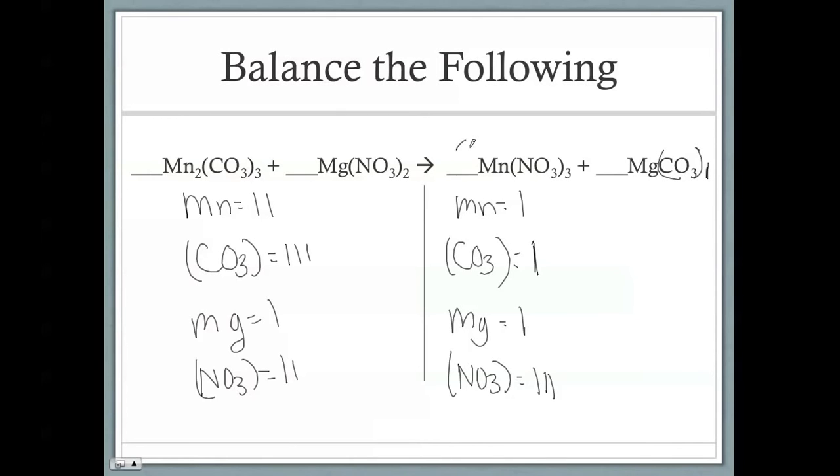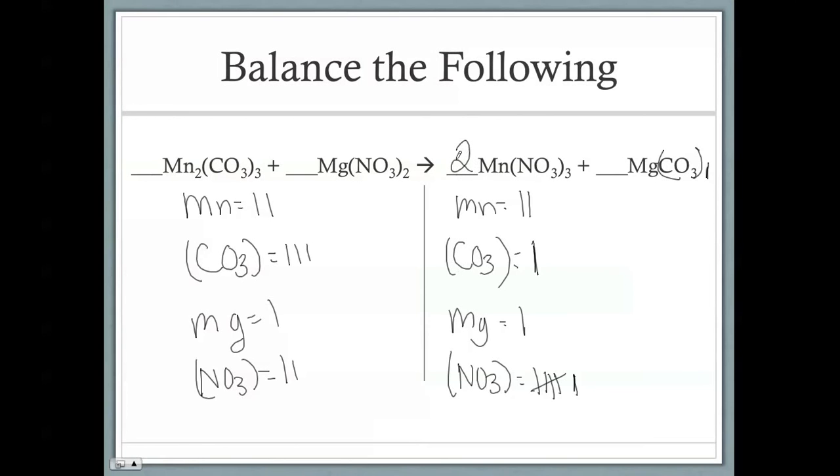So I'm going to go ahead and place a 2 out in front of MnNO3, 3, which changes Mn to 2. However, NO3 I've now done 2 times 3, which now means I have 6. Okay, so Mn, Mgs are balanced, however, our polyatomic ions are not. Oops, I gotta just make sure I have another tally to have a total of 6. So I'm gonna balance out the NO3s at the moment.